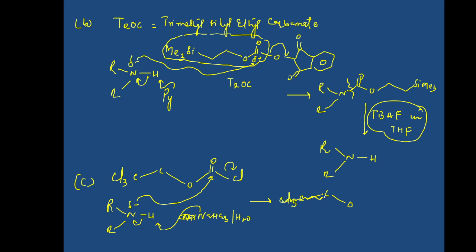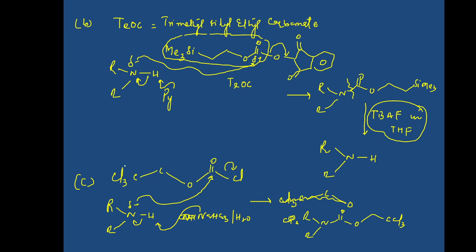This nitrogen atom attacks the carbonyl group. So I'll write it again. It attacks this carbonyl group, that is R N R. The carbonyl is attached to oxygen and to the ethyl group, and then we have CCl3. So once you protect it, then you need to deprotect it. How is the deprotection brought about? Now this group is called trichloroethyl carbamate.